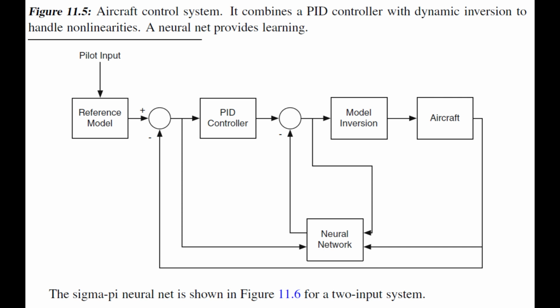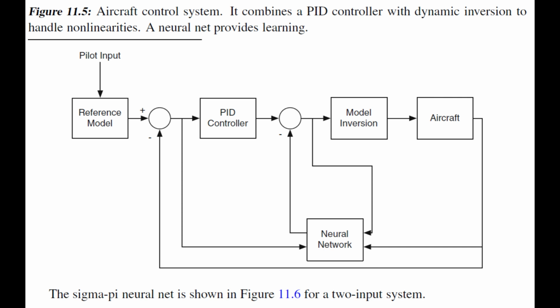The neural network is there to further improve the performance of the controller. As the aircraft flies, the neural network observes the difference between the desired flight path and the actual flight path. The neural network then uses this information to adjust the weights of the PID controller, making it more effective over time. Overall, this system is designed to provide a more accurate and adaptable way to control an aircraft.